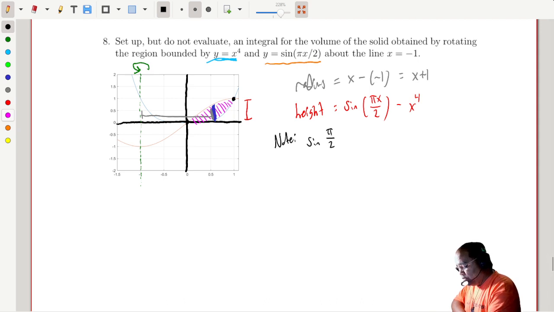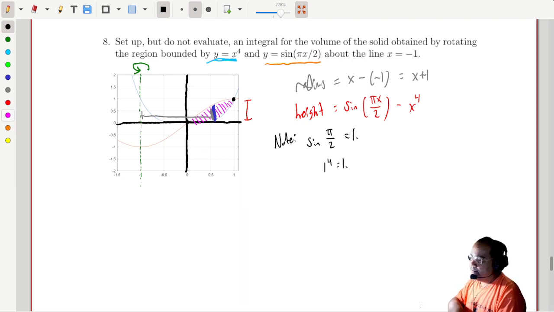Sine of pi over 2, that's what happens when you plug in x equals 1 there. Think about your unit circle. Sine of pi over 2, right? 1. And 1 to the fourth? 1. Right? So our integral is set up here.